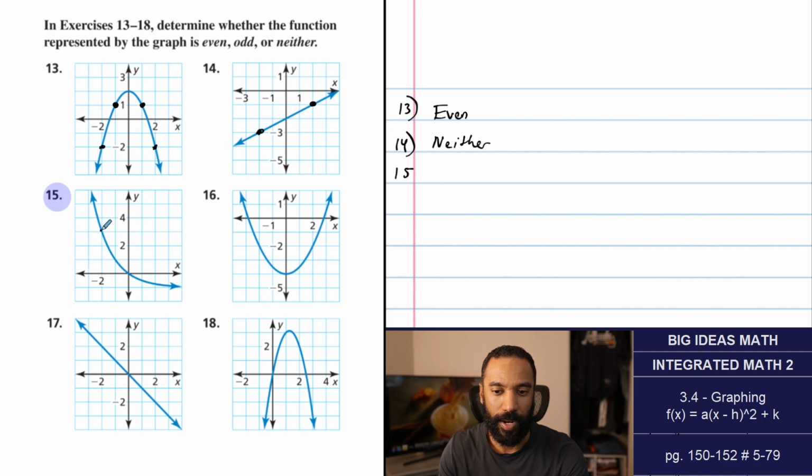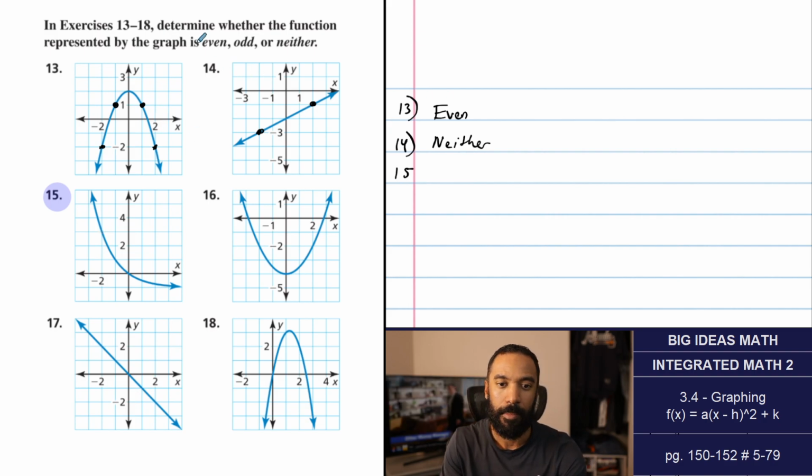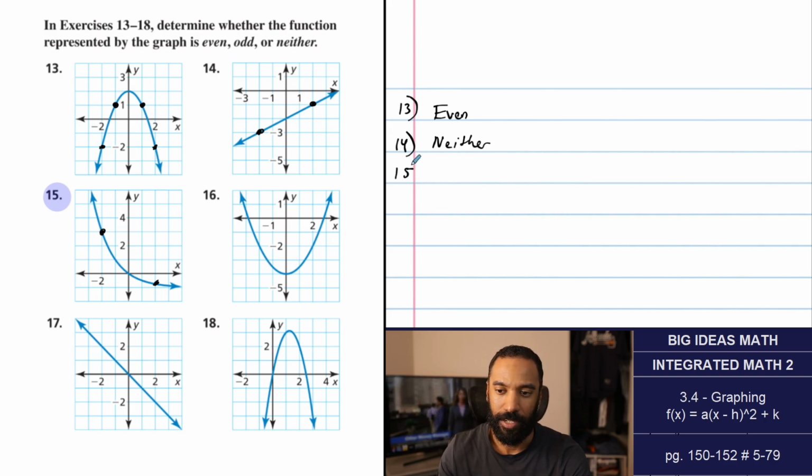I plug in negative 2 and I get 3. When I plug in positive 2, I don't get negative 3. I'm not getting the opposite, clearly not getting the same. This is not symmetric across the origin here. Negative 2, 3, and positive 2, that number right there. Not exactly opposites. This is once again a neither case for number 15.